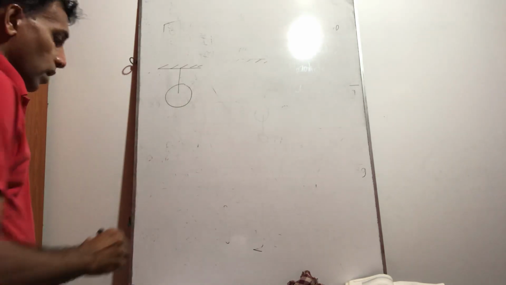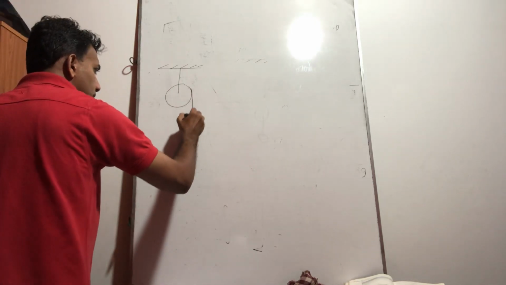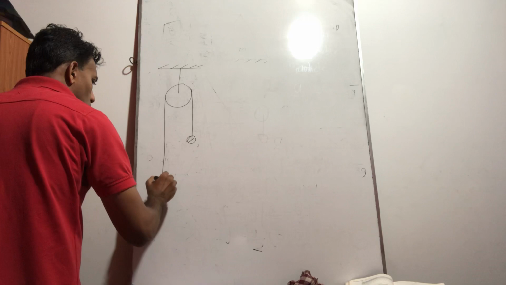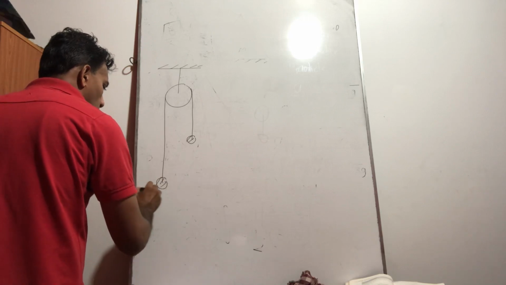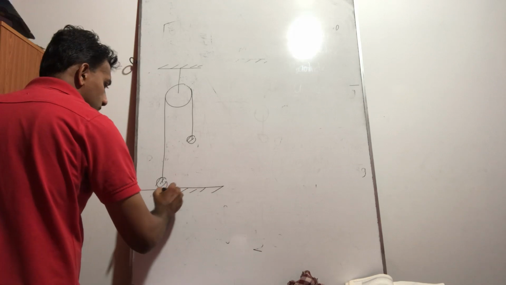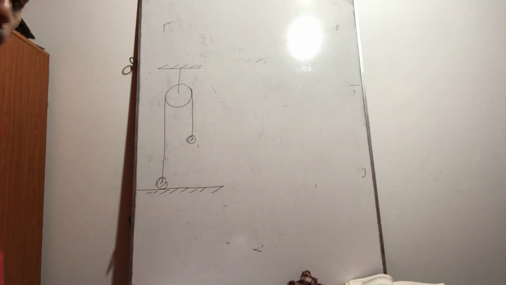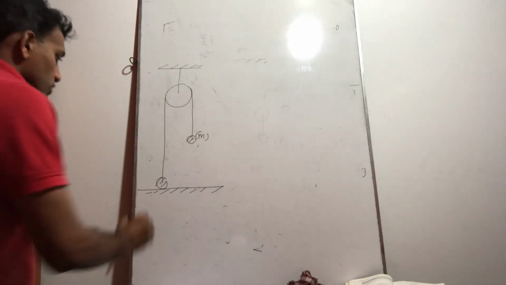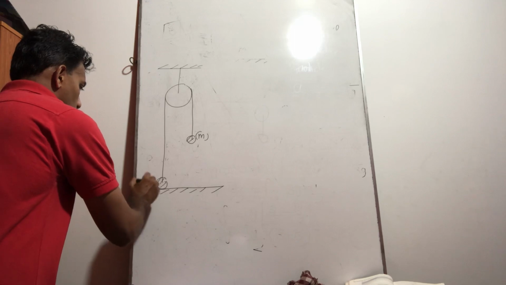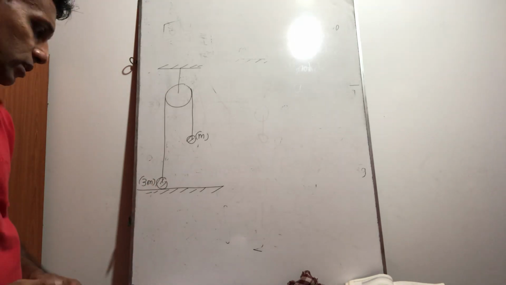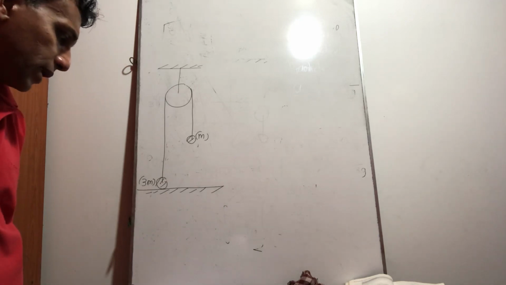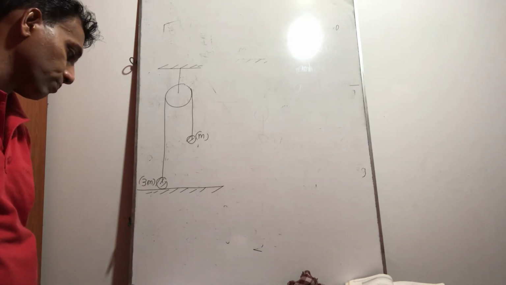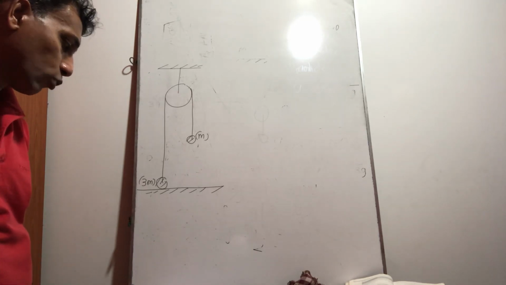a pulley and a light inextensible string passes over, and the two ends of the string have particles tied. One particle is of small m mass, and the other one is 3m mass. As shown in the figure, two particles of masses 3m and m are tied to the two ends of the light inextensible string, which passes through a fixed smooth pulley.